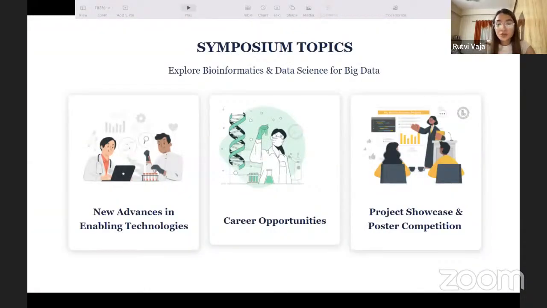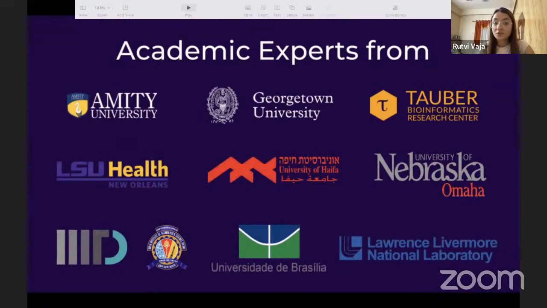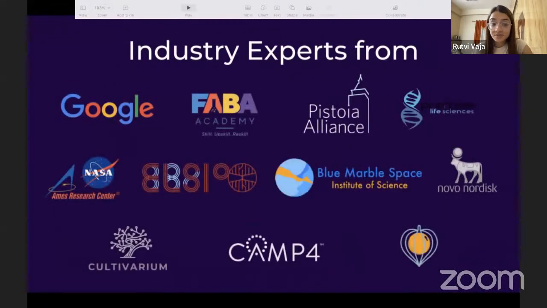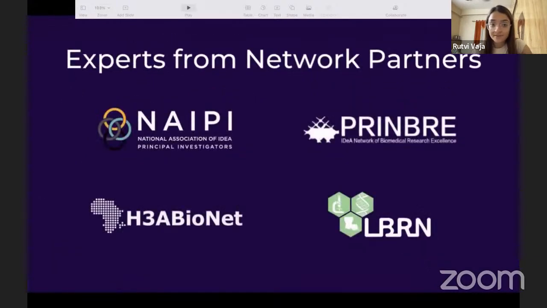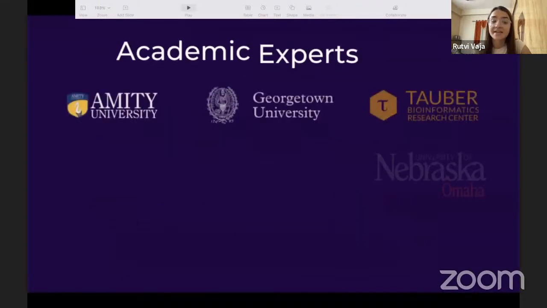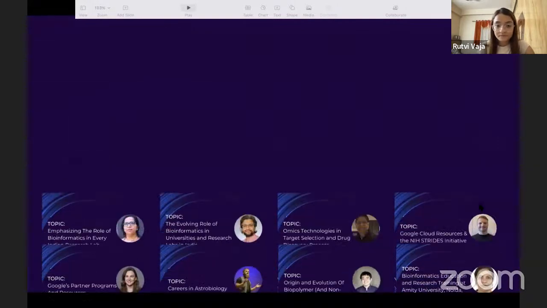So the symposium topics for the 2022 Research Symposium are new advances in enabling technologies, career opportunities, and the poster competition that I talked about. We have academic experts from Georgetown University, Tauber Bioinformatics Research Center, Google, Faber Academy, Ames Research Center, Blue Marble Space, and we have experts from our network partners such as LBRN, HA3 Bionet, and further on.